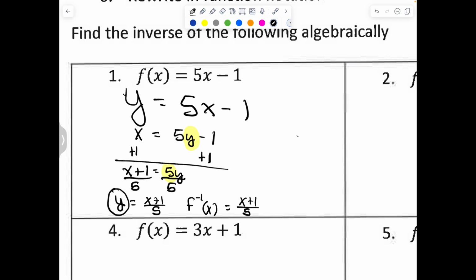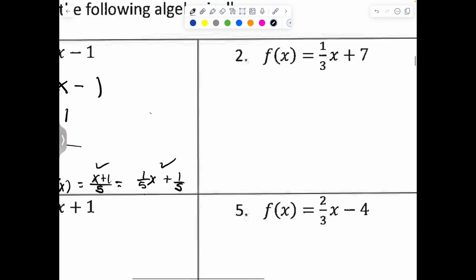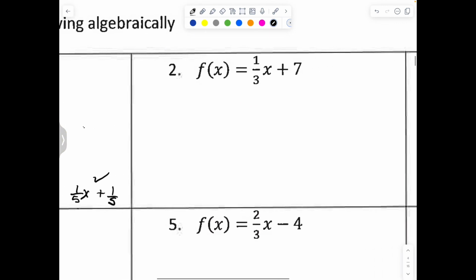Now, sometimes the multiple choice might get a little fancy, and it might go ahead and divide 5 into each of those. So x divided by 5 is 1/5 x. 1 divided by 5 is 1/5. So it could look like this, or it looks like that. Okay? Let's do problem number 2.